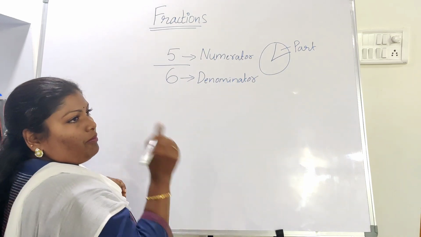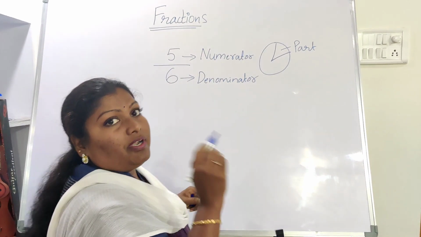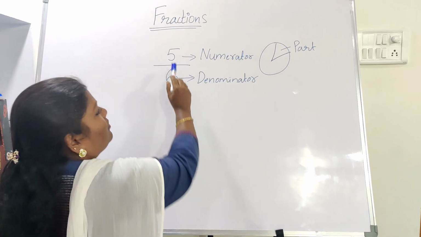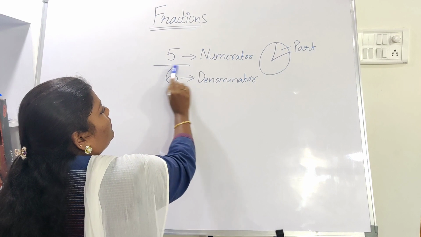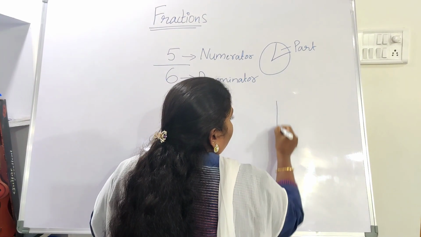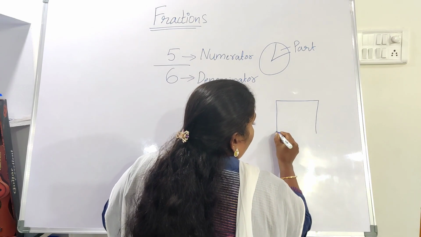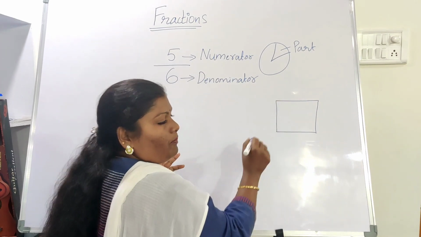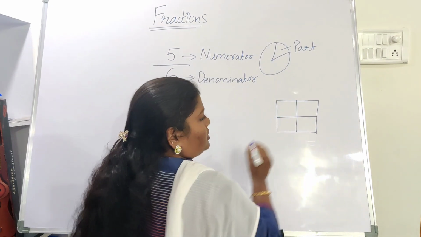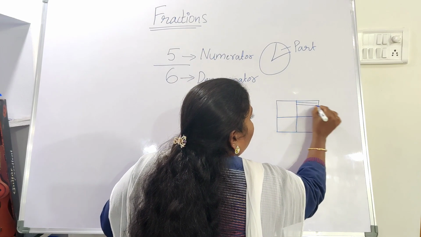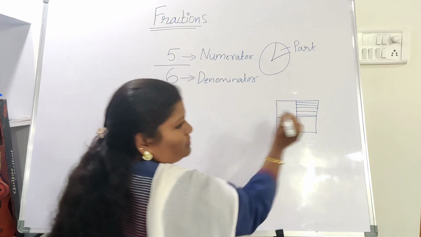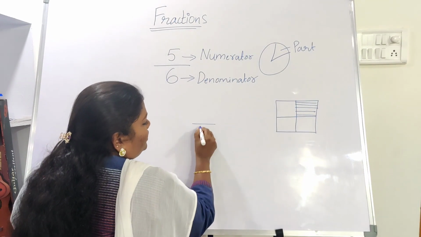Now I am going to repeat once again. A fraction is nothing but a part of a whole. A fraction is represented by a number separated by a horizontal line. For instance, let us take a figure. This whole figure, I am dividing into 4 parts. Let me shade this part of it. Now how many parts has it been divided into? It has been divided into 4 parts.